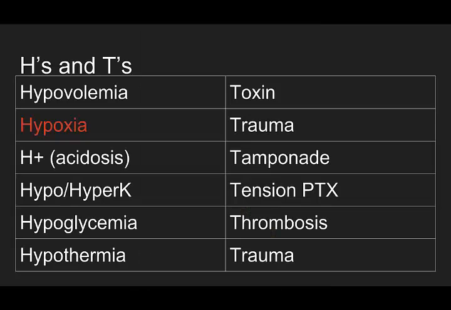Remember your H's and T's. I know this seems kind of silly, but in pediatrics, they're less likely to have multiple comorbidities, and so these reversible causes are very important, especially hypoxia, and then I'll add acidosis in terms of hypercapnia. Most pediatric cardiac arrests are respiratory in nature, which means it's either hypoxia or hypercapnia.